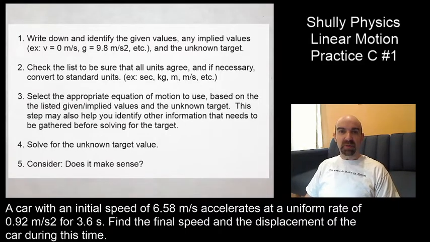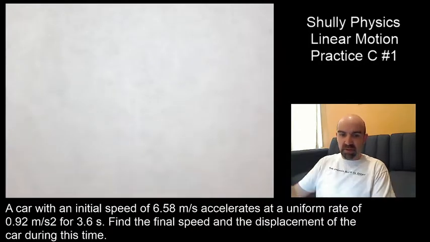We're going to start with our problem solving method: write down and identify the given values, implied values, and an unknown target, check the units, and then pick out an equation to use, or in this case we might need two different equations of motion. Okay, so let's write it down.